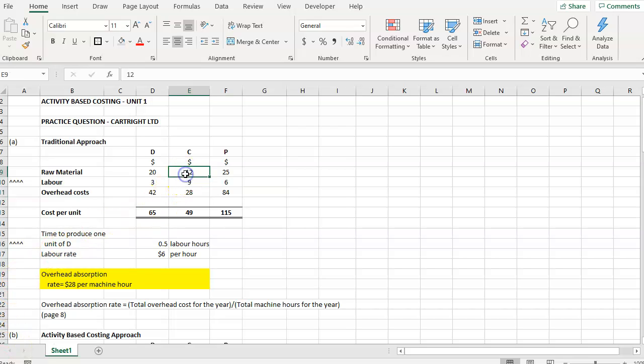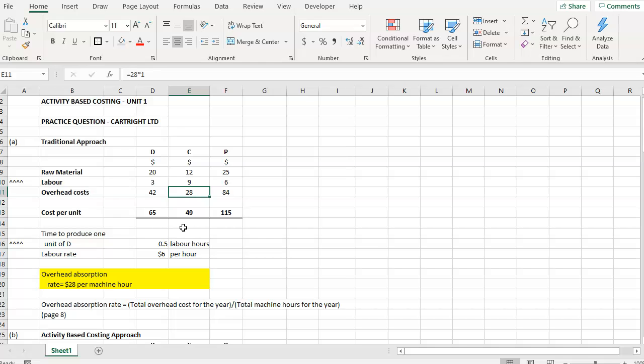For C and for P as well, the raw material cost was provided. For the labor, you had to go to the table to find out how much labor time each unit took and multiply that figure by 6, which is the labor rate. So C took 1.5 hours of labor time. Multiplying by 6 gives us $9. For product P, the table shows that product P takes 1 hour of labor time. And so a person who works on 1 unit of P would only be paid $6.